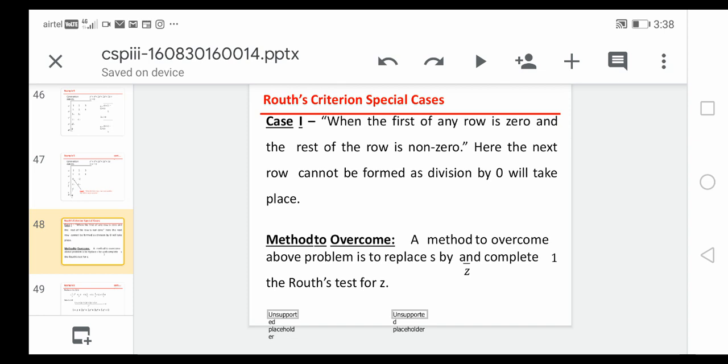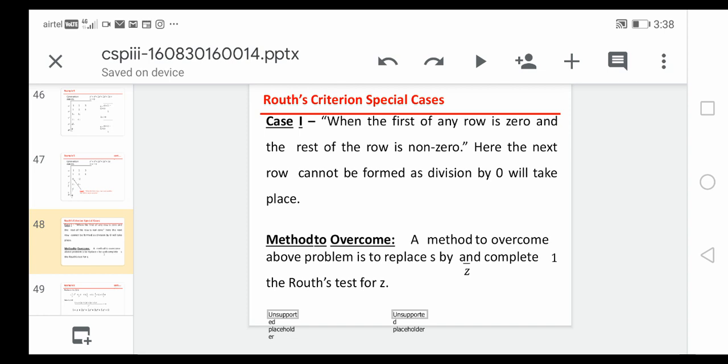Now the special cases. In a Routh array, if there is no zero and only sign changes in the first column, then there is no problem. But in some cases, what will happen? We are going to get some special cases.